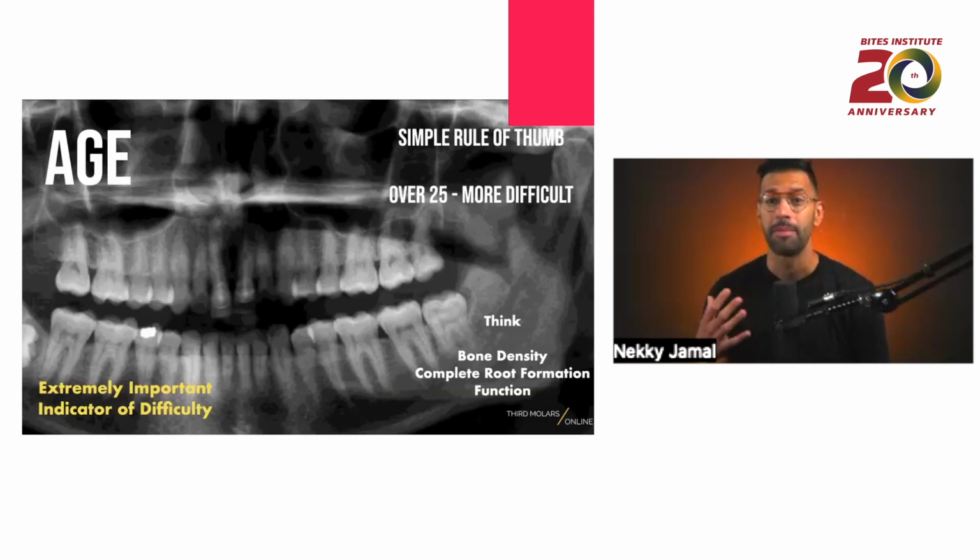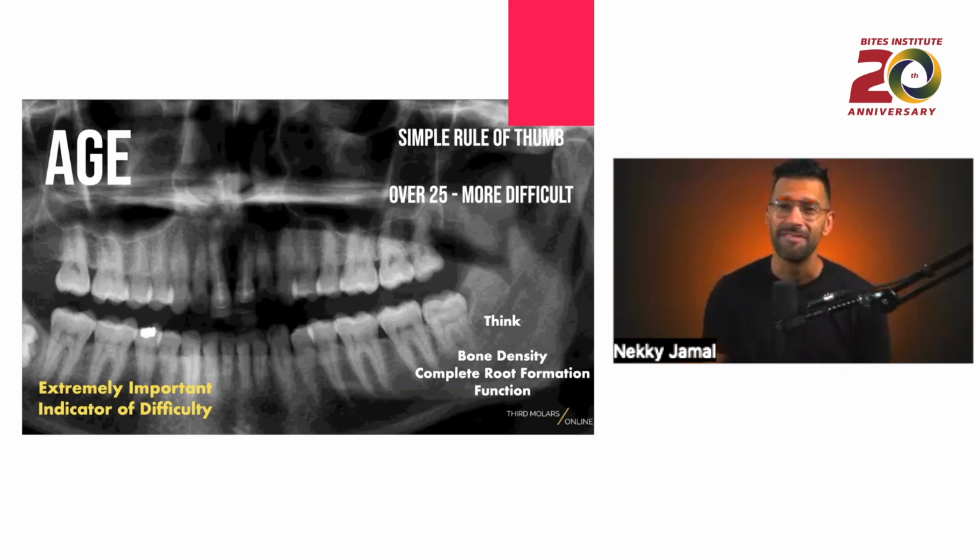So one of my biggest indicators of difficulty is age. It's just a simple rule. Over 25, you're going to be in for it. Every year over the age of 25, they're going to get more difficult just because that bone isn't as flexible. Okay? That the roots are often completely formed. And we all know wisdom tooth or third molar roots, they're often quite funky. So this is when you end up with broken roots or you can't get the tooth out of there.